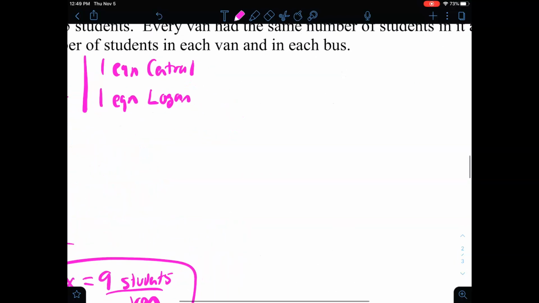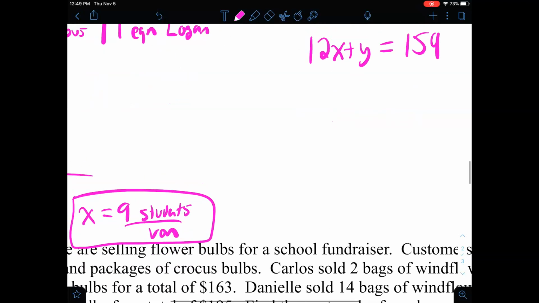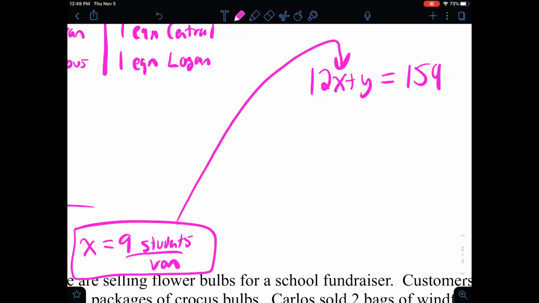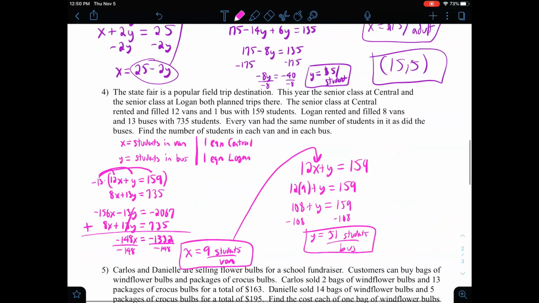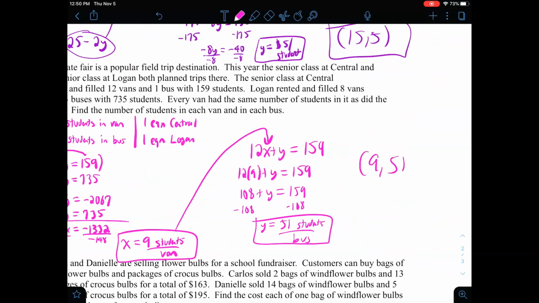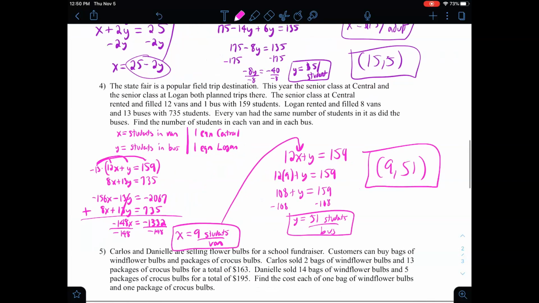All right, and then we got to plug into one of the original equations. I'm going to plug into the 12x plus y equals 159. Either equation would work, though. We're going to plug in for x here. So we have 12 times 9 plus y equals 159. 12 times 9 is 108 plus y equals 159. Subtract 108. And y is going to be equal to 51 students per bus. So our final answer of x and y would be 9, 51. That's where the 2 lines would cross on the graph.